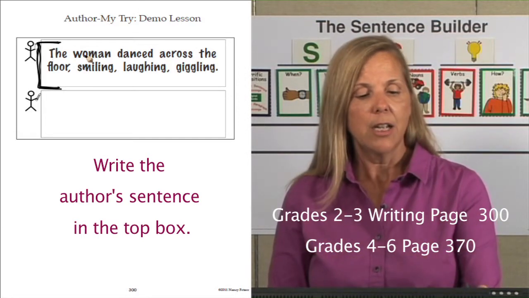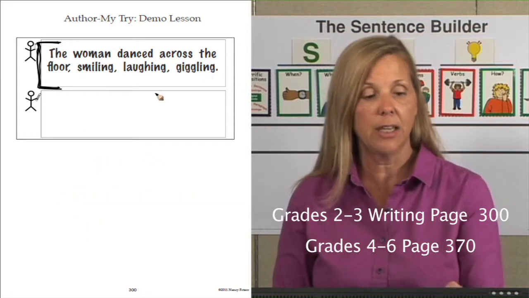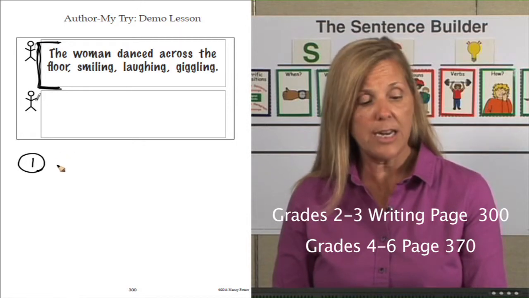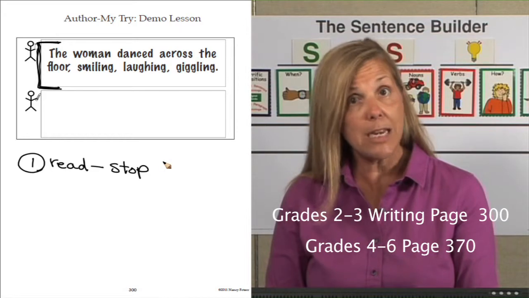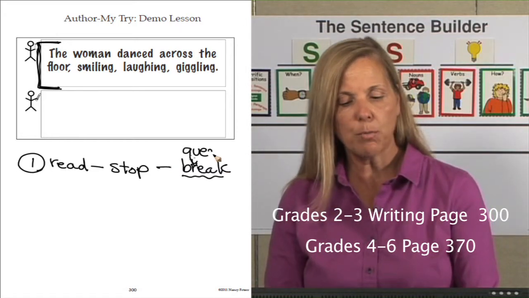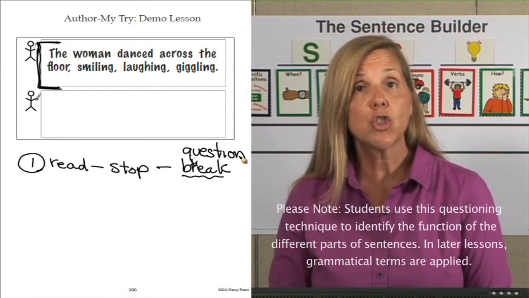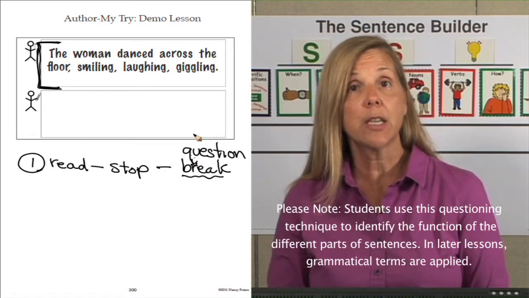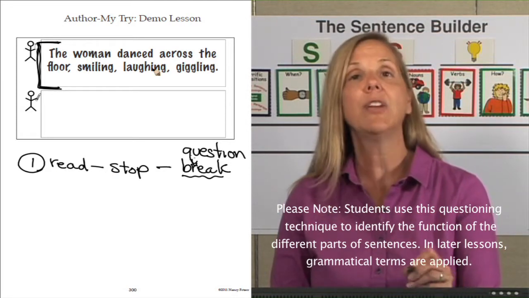Let's read the sentence. The woman danced across the floor, smiling, laughing, giggling. So the first thing that we do is we're going to read the sentence. We're going to stop after any meaningful chunks. We're going to break apart that meaningful chunk using a question word. That question word is going to identify the function of that part of the sentence. So let's go back and read. The woman danced across the floor, smiling, laughing, giggling.